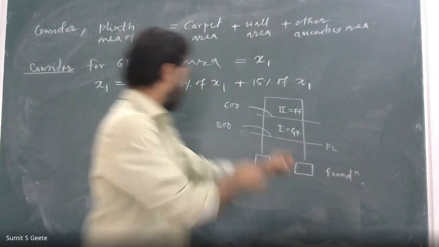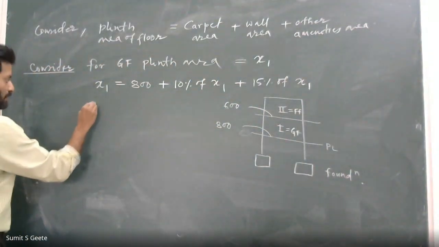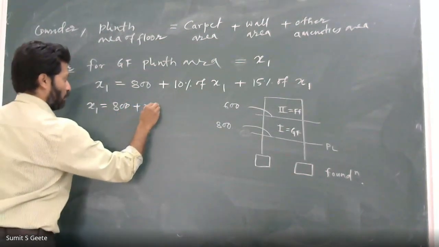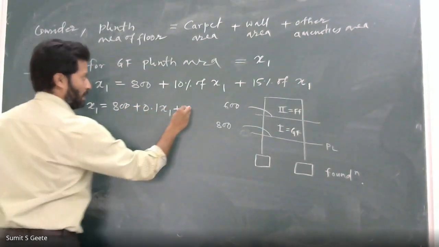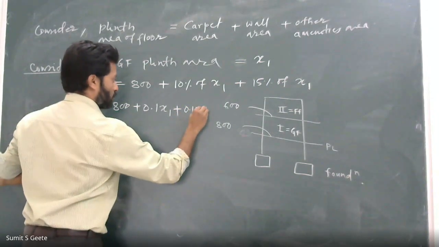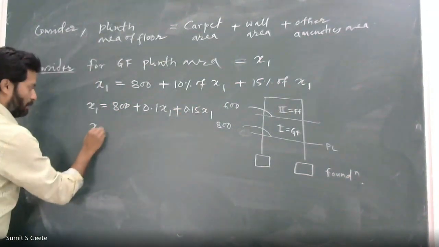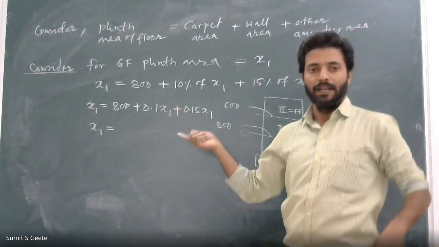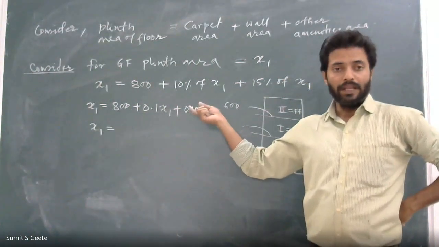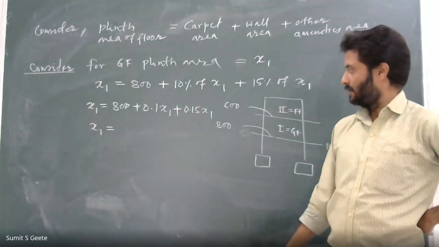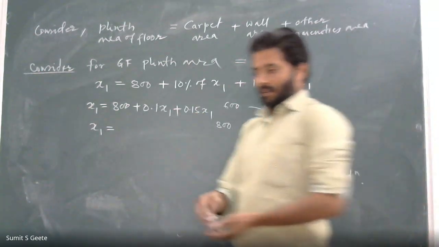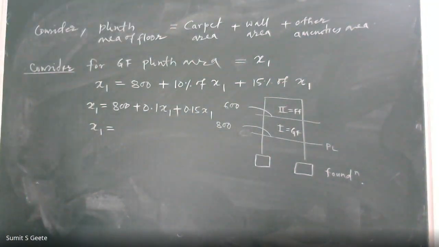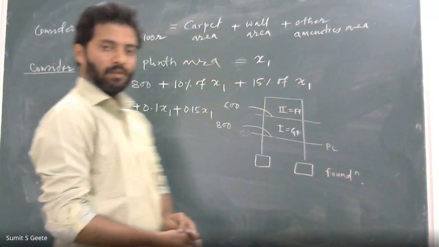This is fine. So therefore, if I rewrite this equation, x1 is equal to 800 plus 0.1 times x1 plus 0.15 times x1. So can you tell me the x1? Can we find out the x1? Obviously, by simple calculation, we can find out the x1. So tell me the value of x1. What is the value of x1?